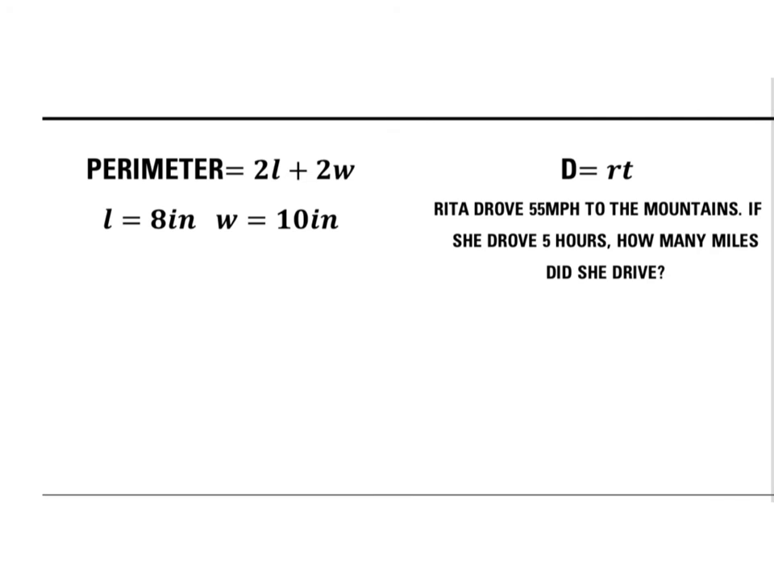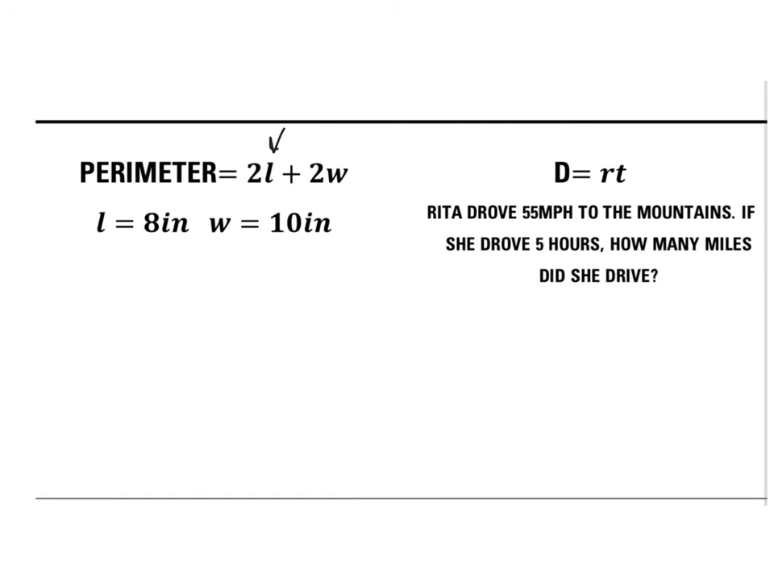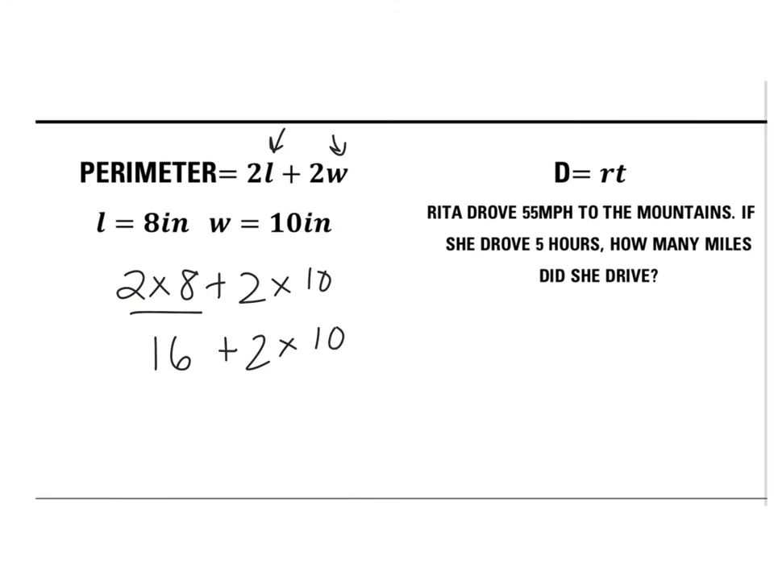Okay, for this next one, we are plugging in our length, which is 8. We're going to do 2 times 8, our length, and then plus 2 times 10, our width. So 2 times 8 plus 2 times 10. So we are going to do 2 times 8 first, which is 16, plus 2 times 10. Then we're going to do 2 times 10, so 16 plus 20, which would give us our final answer of 36.